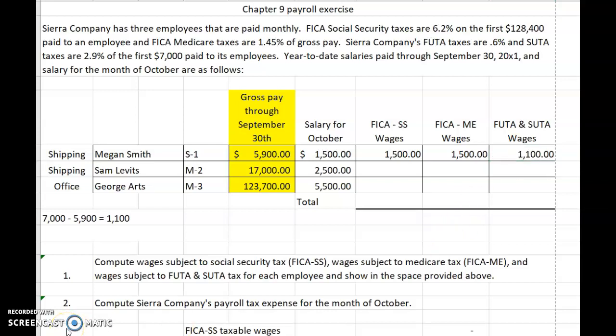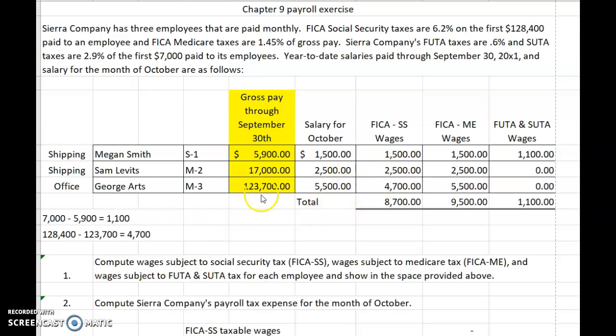Why don't you pause your video and calculate the wages subject to FICA Social Security, FICA Medicare tax, and FUTA-SUTA tax for both Sam Levitz and George Arts. Then total up the columns. When you've finished, click on the video again and check your answers.